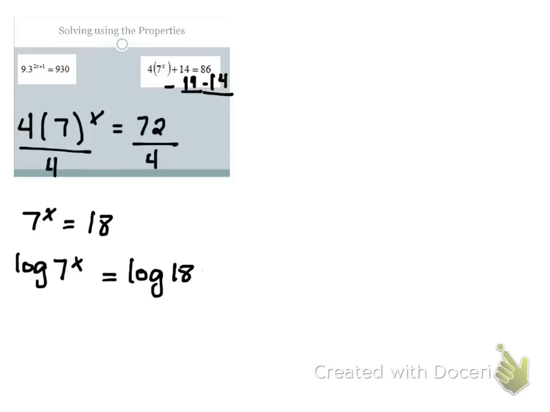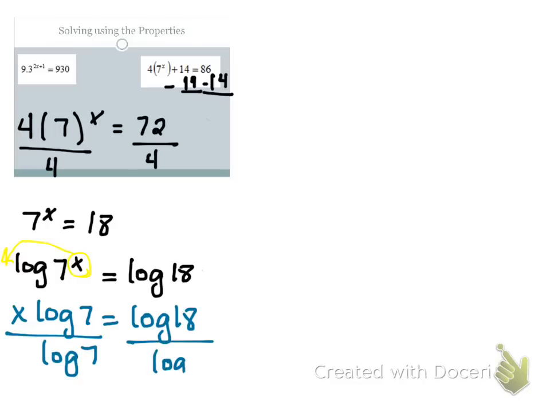We can log both sides. And with the 7 to the x, we have a log of a power. Use that property, move the x down. x times log of 7 equals log of 18. Divide by log of 7, and we get x equals 1.485. Sorry, that last number does not look like a 5. Then you would do what we did last time, plug x back in, so you do 7 to the 1.485, then multiply that by 4, and then add 14, and you should get something very close to 86.